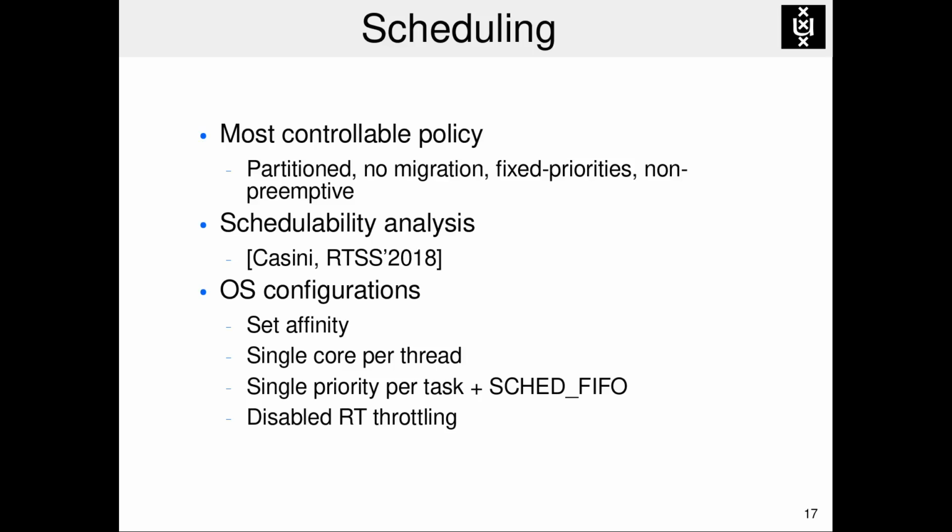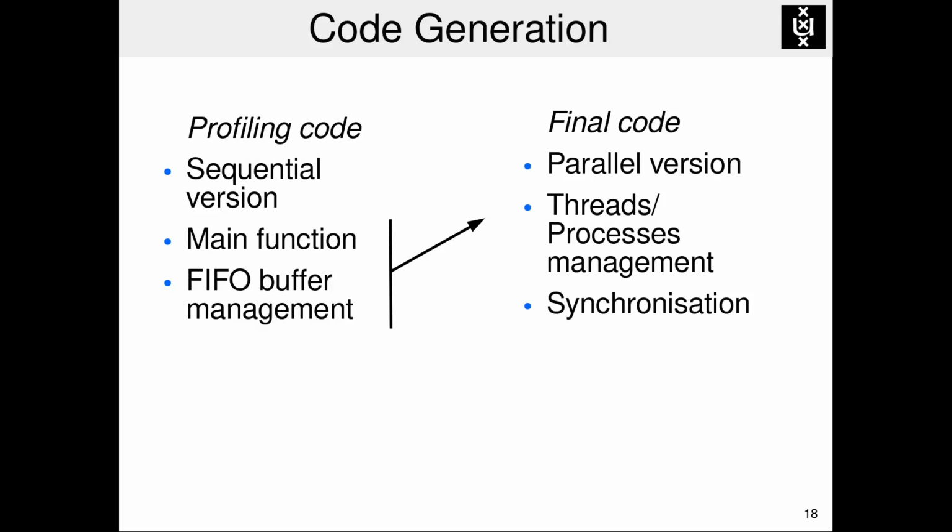Then, to deploy the schedule, we have some obvious configuration on the OS: to enforce the partition, we need to set the affinity of our threads. We have one single core mapped per thread, etc. Then, we regenerate the final code. So basically it's the same as the profiling code, except that this time it's not a sequential version, but a parallel version. And so we also generate all the code required to manage the threads and the processes and the synchronization between the tasks and subtasks.